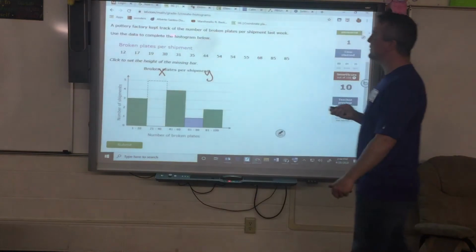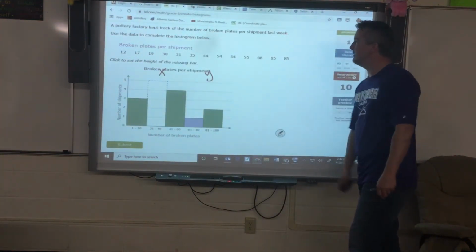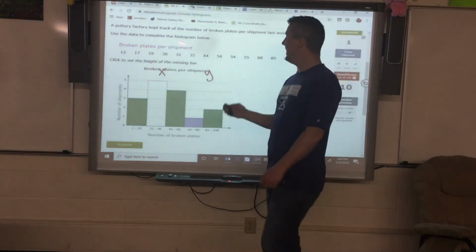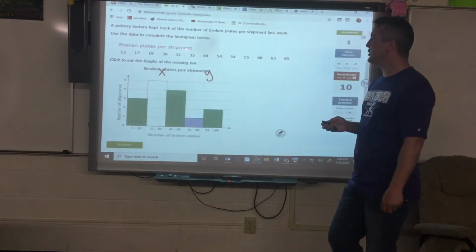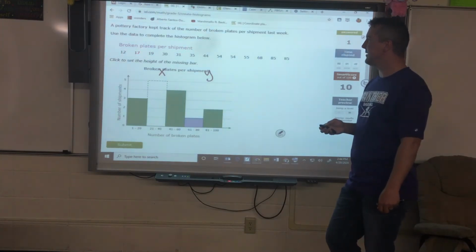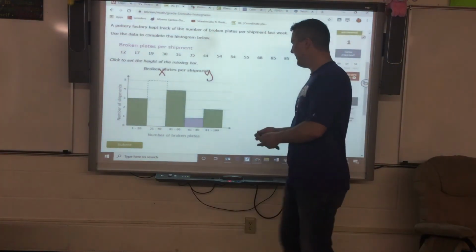A pottery factory kept track of the number of broken plates per shipment last week. Hopefully that's a low number. We have to complete this. So broken plates per shipment. They had 12 broken plates, 7. Geez, how many broken plates did they have? That's not a good thing. Definitely not a good thing.